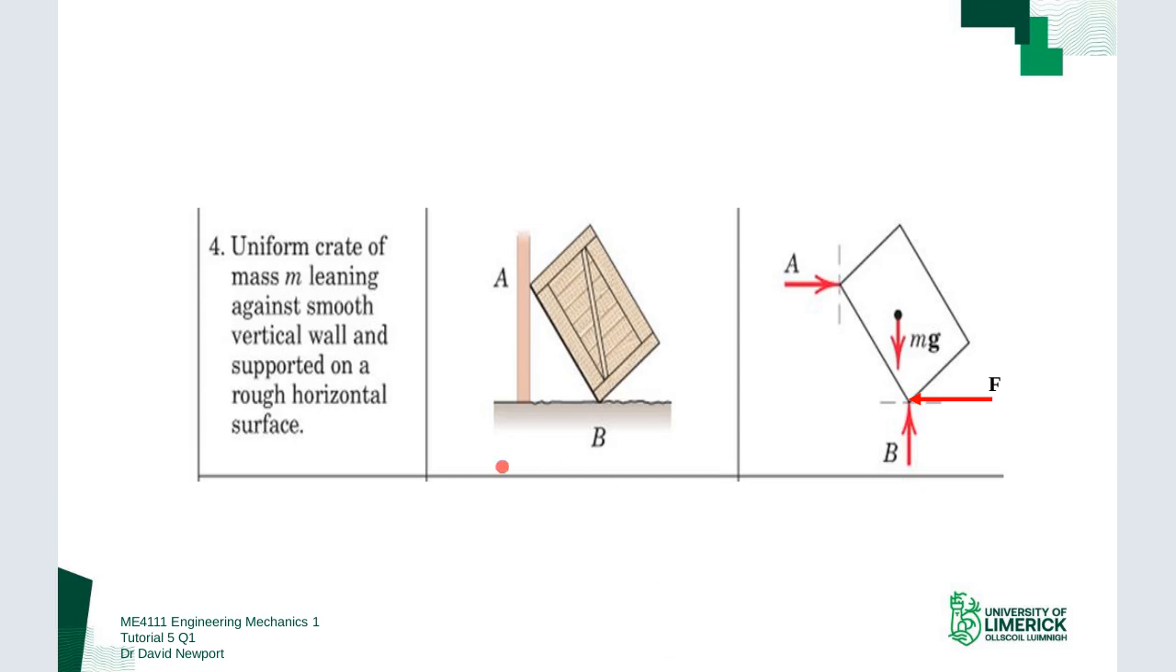Okay, the next one then is a crate, smooth vertical wall. So again, just a reaction force there, that's fine. Rough horizontal surface. Okay, so we were just given the reaction force. It's rough, so it can support a friction force, so we will have a lateral force there. Okay, and we have the weight acting down, which is fine. So this is the additional force that is required to complete the FBD.